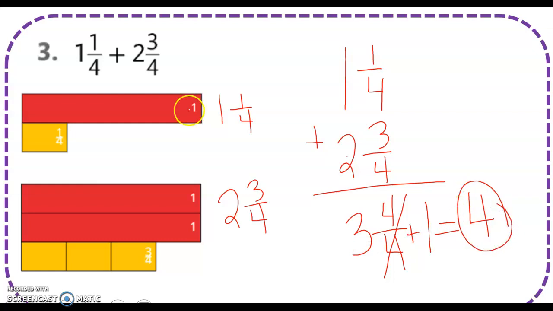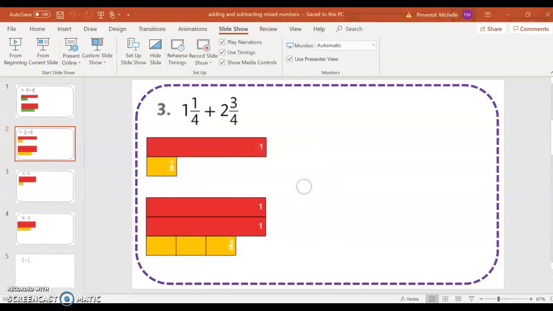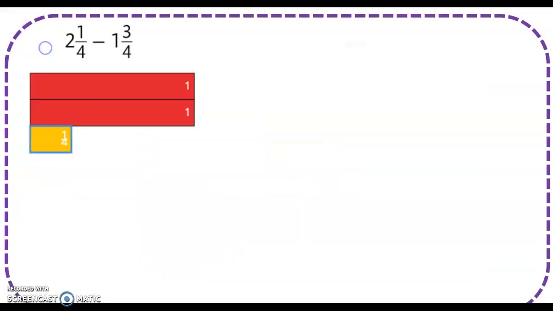Similar to what we have here, 1 whole, 2 wholes, 3 wholes. And then when we add these 4/4, that gives us another whole. So we really have 4 wholes. Let me clear my board. Let's do the next one.